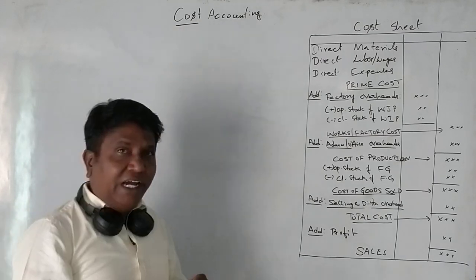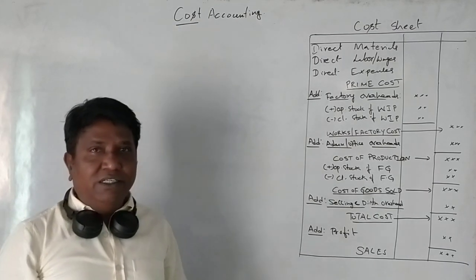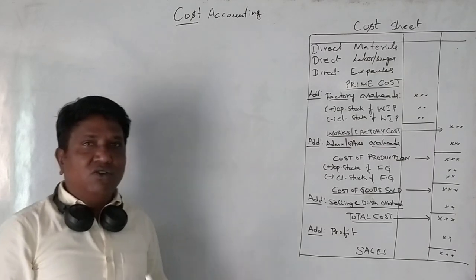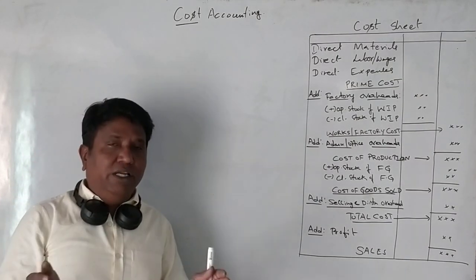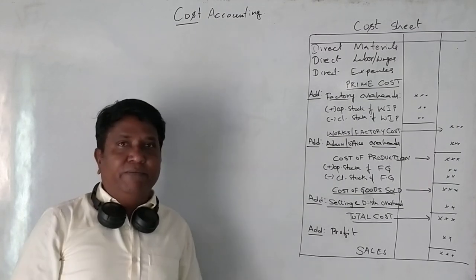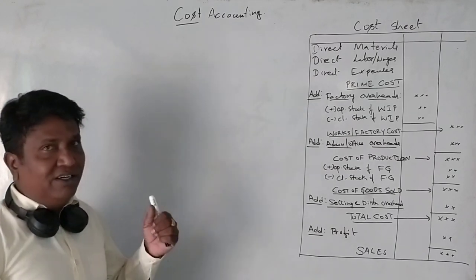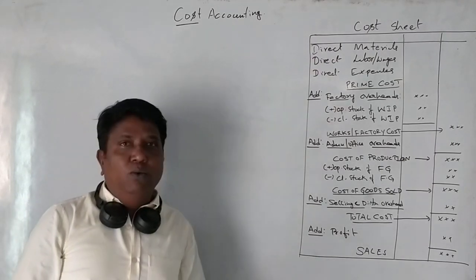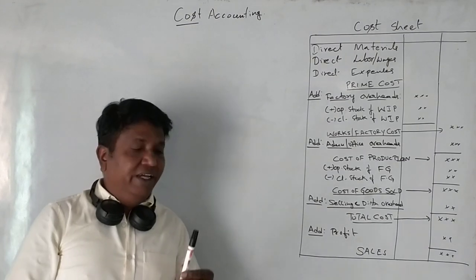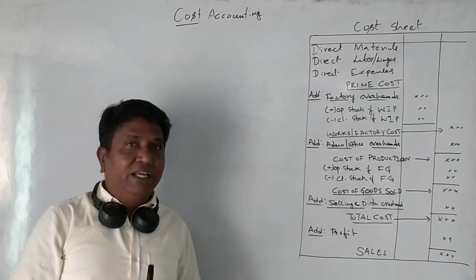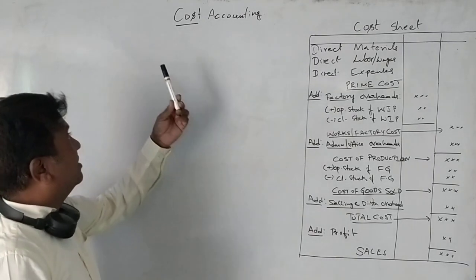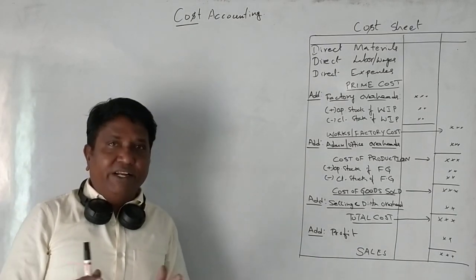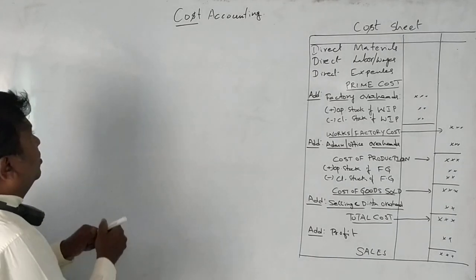cost is nothing but aggregate expenditure incurred in producing a product, a good or a service. What is the total expenditure you incurred in manufacturing, in producing a product is called a cost. Suppose I want to manufacture a pen, what are the expenses I incur in manufacturing this pen? The total expenditure in manufacturing this pen is called cost. There are so many basic terms, and I'll tell you the differences between these terms. So we understood what is cost.